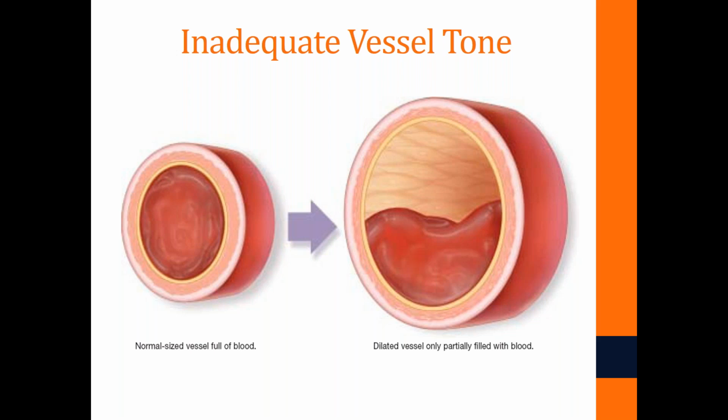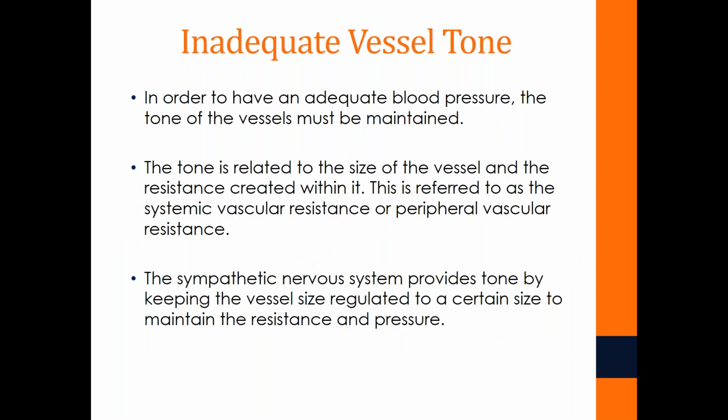Now let's look at that dilated blood vessel on the right. What's going to happen when a pressure wave hits that? Not much. Nothing. It's like waves on the beach. The beach doesn't change. The ocean doesn't change. We'll see a little bit of a wave go through, but there's not enough pressure in there to actually move any of that blood anywhere. To have adequate blood pressure, the vessel tone must be maintained.